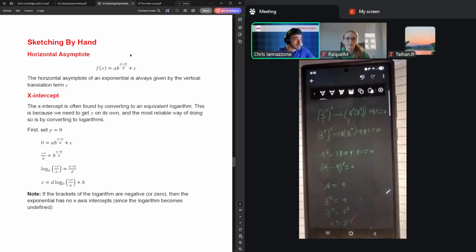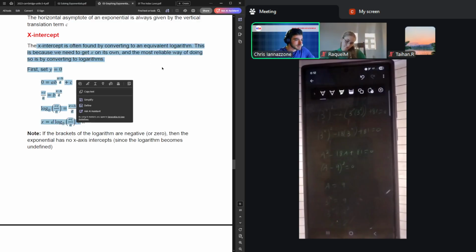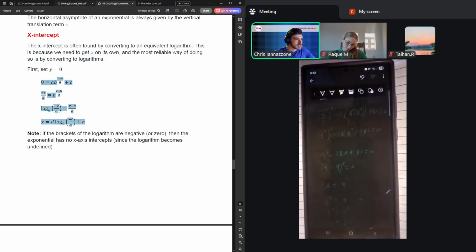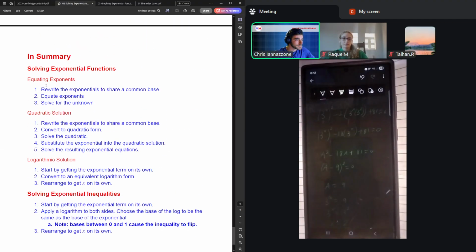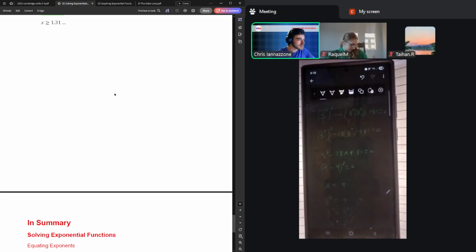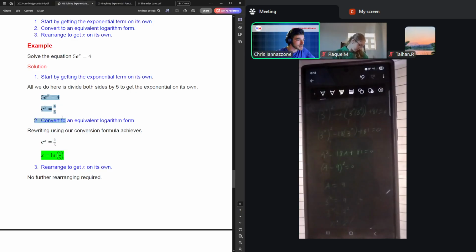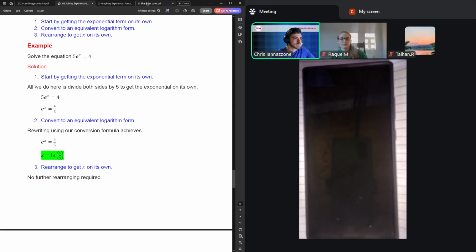The horizontal asymptote, for one, always given by the vertical translation. We saw that here, right? This is -1, so that is -1. X-intercept pretty much is never going to be this complicated. You're probably just going to be using, where is it? This, if it's pre-logarithms. If it's post-logarithms, again, it'll only actually look like this, where you do line 1, line 2, line 3. So it won't be that bad.